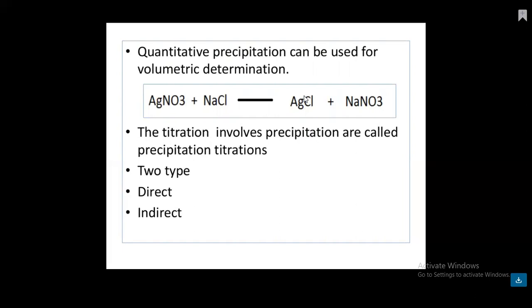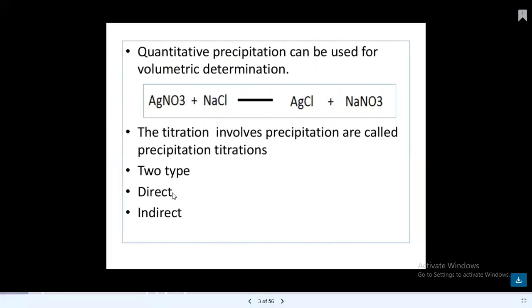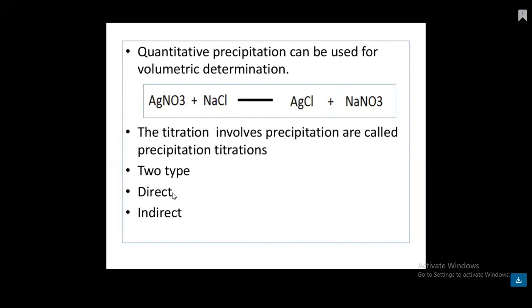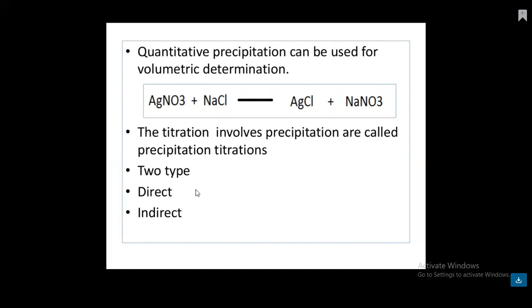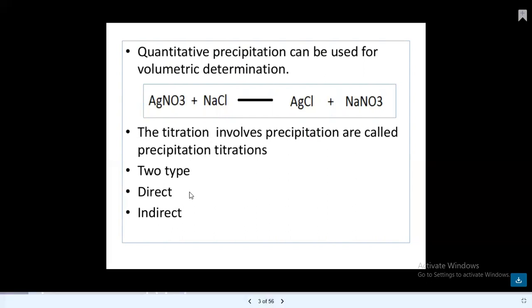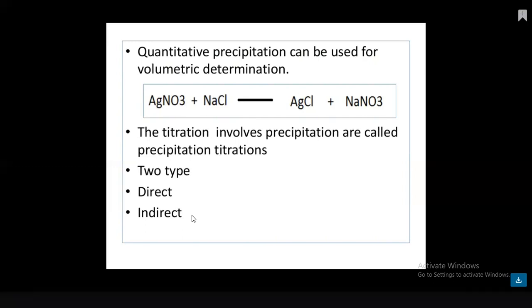Here we have two different types of titration, direct or indirect. As we discussed earlier, when it fulfills all the conditions required for direct titration, then we perform the direct titration, that is, a rapid reaction and a stable precipitate is formed between analyte and titrant, and a suitable indicator is available. And we perform indirect titration when a suitable indicator is not available or the reaction is slow.